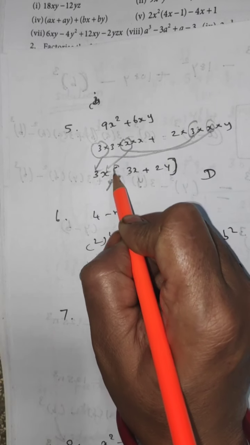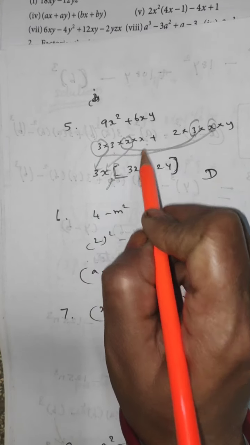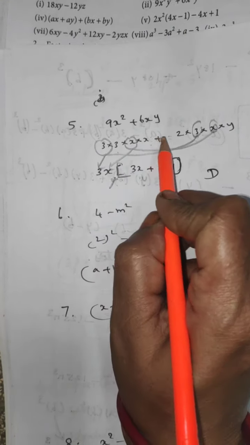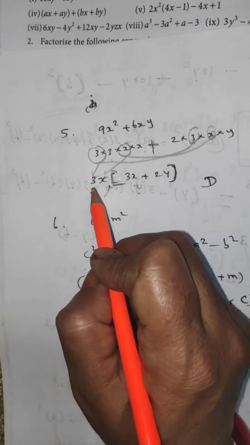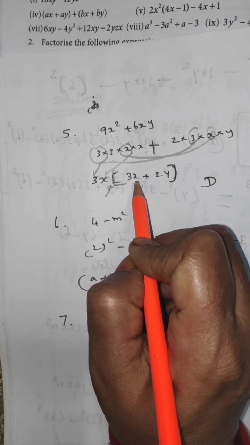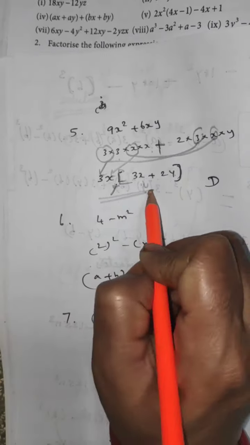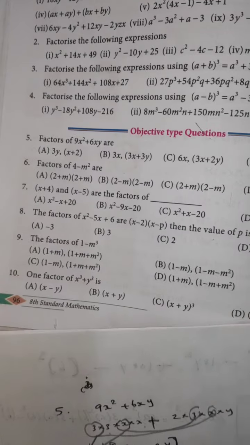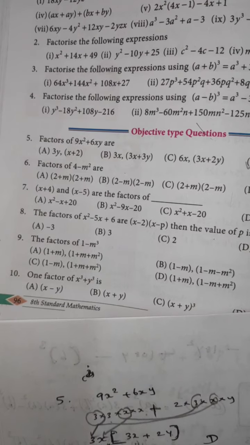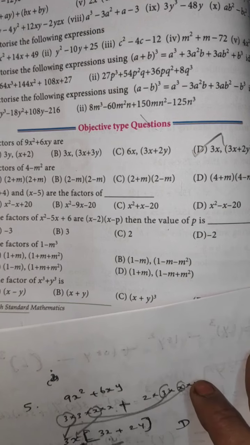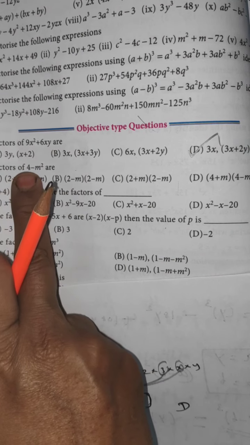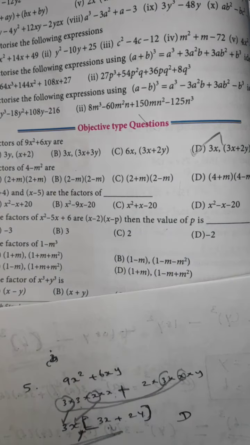So next, which number is remaining? 3 and x. 3 into x, 3x. Next symbol is plus, 2 into y equal to 2y. So 3x into (3x plus 2y) is the factorization. Now the answer is, which option is correct there? D option is correct. Next question, factorize 4 minus m squared. 4 minus m squared, how to write?